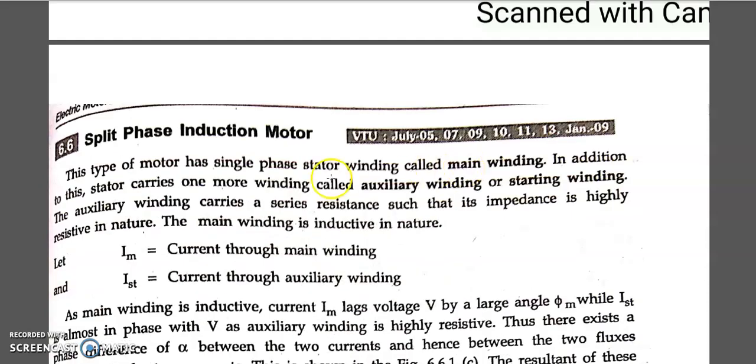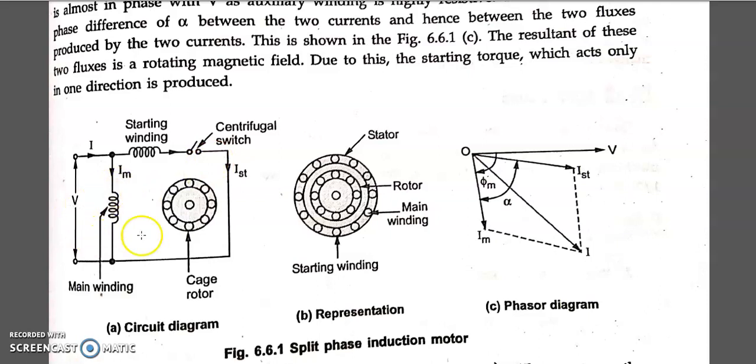Now let us take the first one, the split phase induction motor. This is the diagram of the split phase induction motor. One winding in the stator is the main winding, another winding is the starting winding, and they have a phase difference of 90 degrees electrical and in space. The current flowing through the main winding is called I M, and the current flowing through the starting winding is called I start. This winding helps only during starting. After that we don't need it.